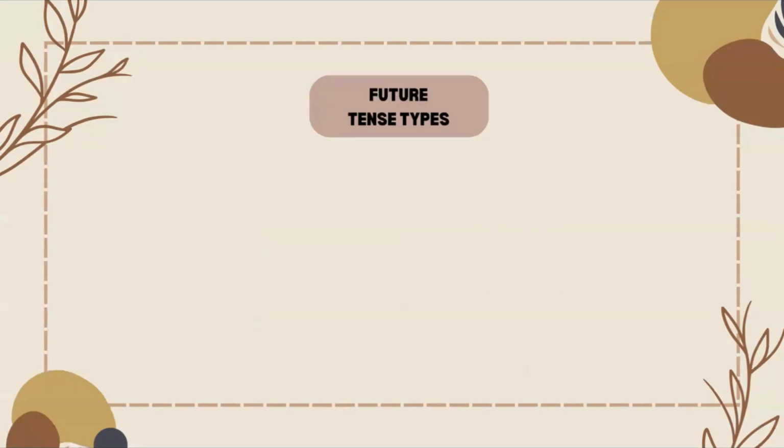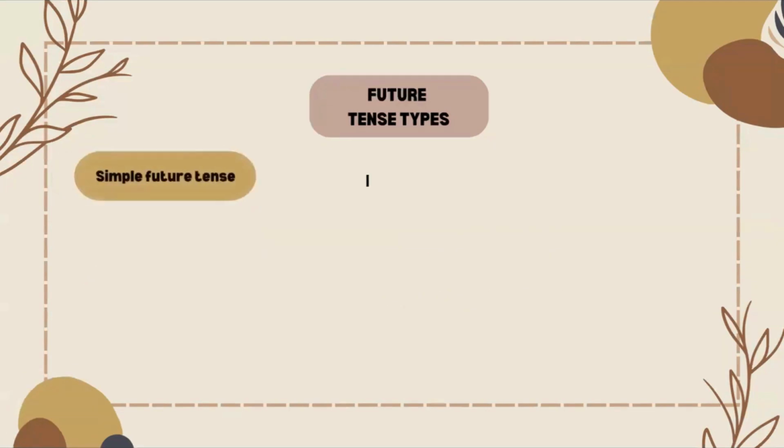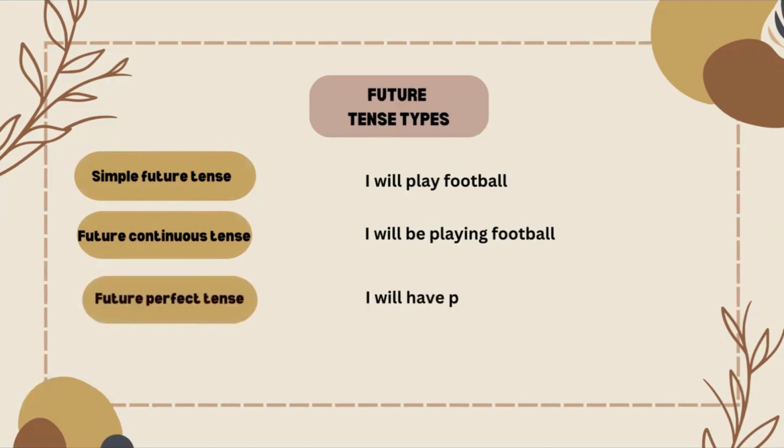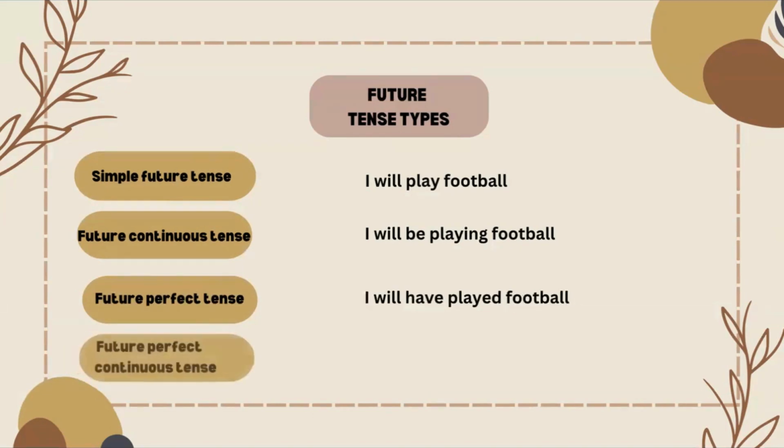Next, future tense types. In simple future tense, the example is, I will play football. Future continuous tense, I will be playing football. Future perfect tense, I will have played football. Future perfect continuous tense, I will have been playing football.